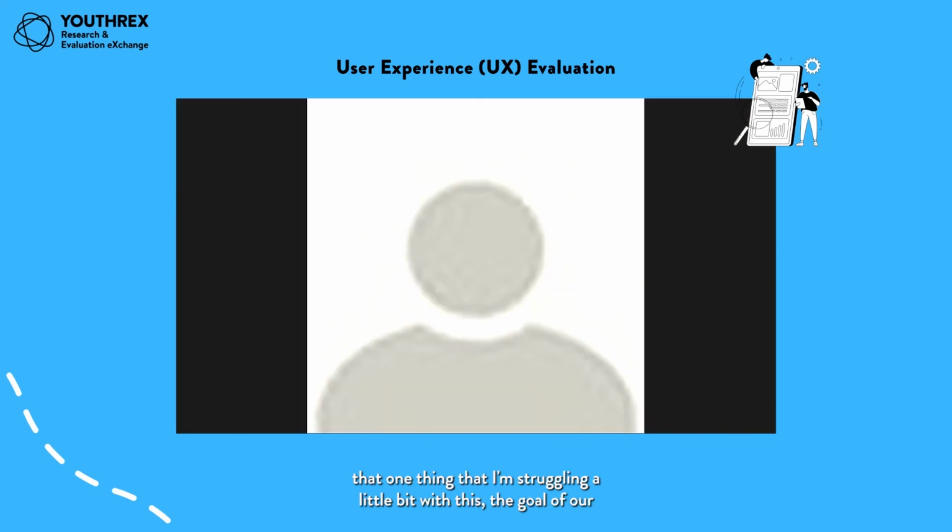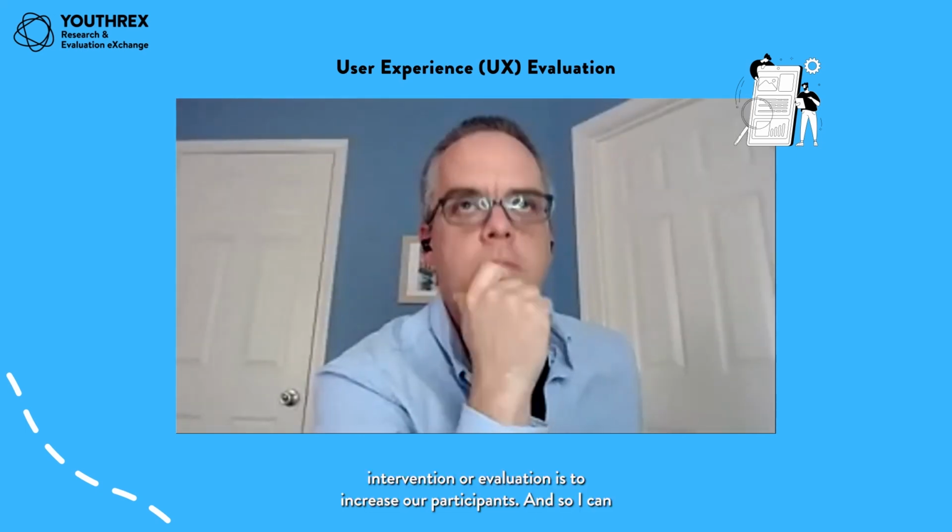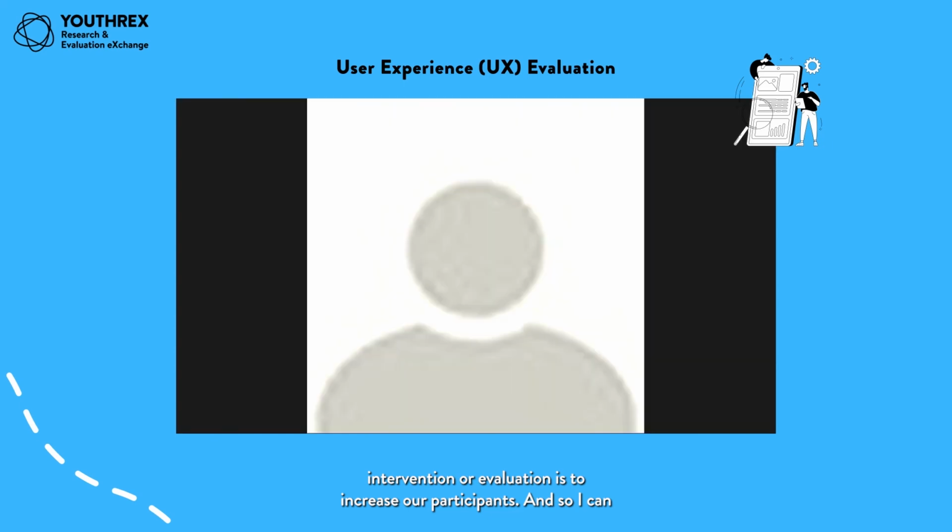One thing that I'm maybe struggling a little bit with is that the goal of our intervention or evaluation is to increase our participants. And so I can imagine personas of people who maybe we're trying to reach but aren't reaching with our programs. And so you can kind of go through the process in that way. But I wondered if there are other ways that you could think about a problem like that, or other ways to move through this flow that you think would be helpful for reaching participants who are not yet a part of your program.